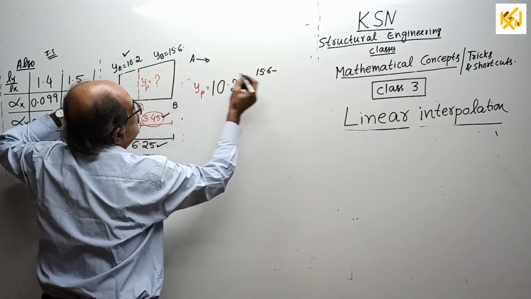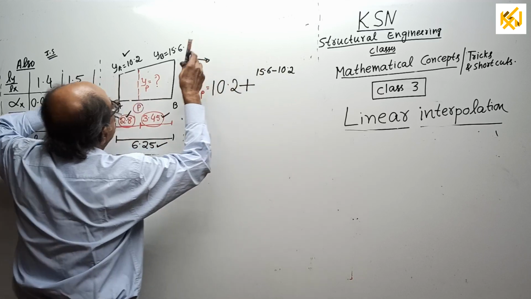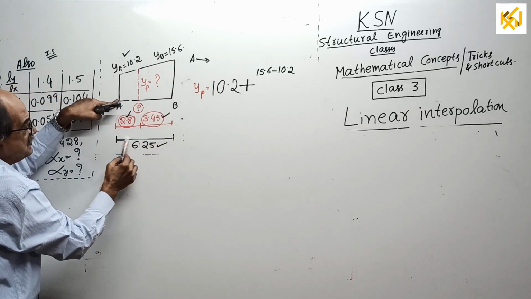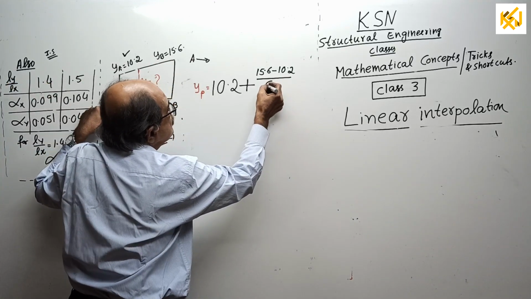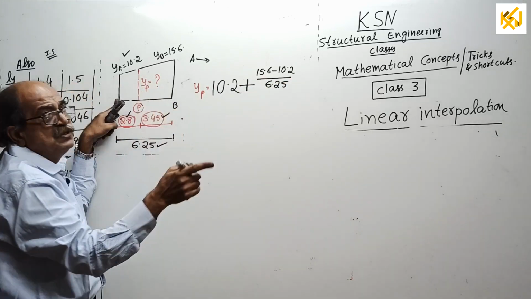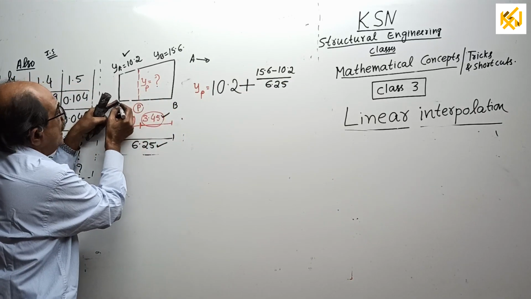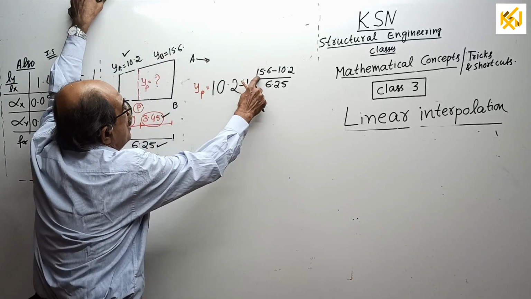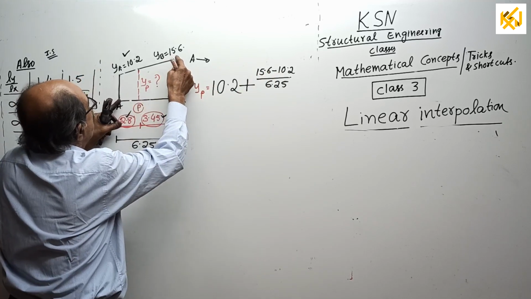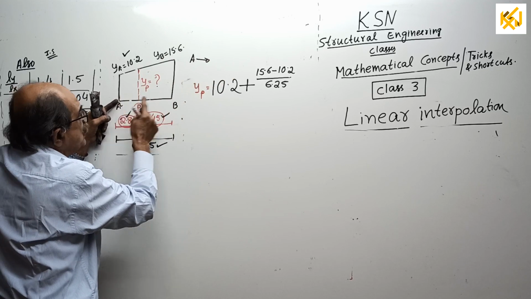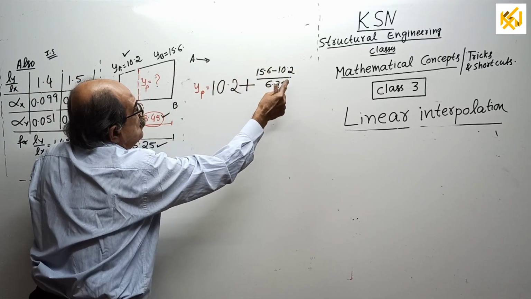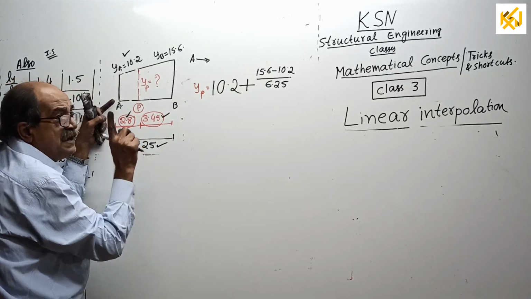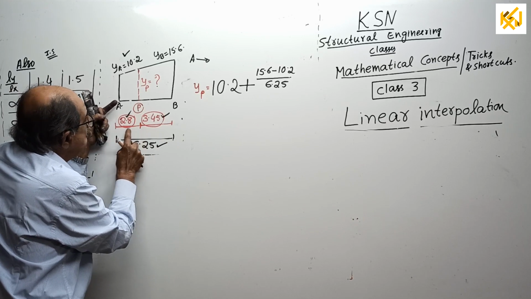15.6 minus 10.2. That is the total increase from here to there. My finger is still here. Divide it by this length. How much? Divide by 6.25. That will give the increase per unit length. 15.6 minus 10.2 gives the increase from A to B, but 15.6 minus 10.2 divided by 6.25 gives the increase per unit length. But we want the increase for 2.8 length.